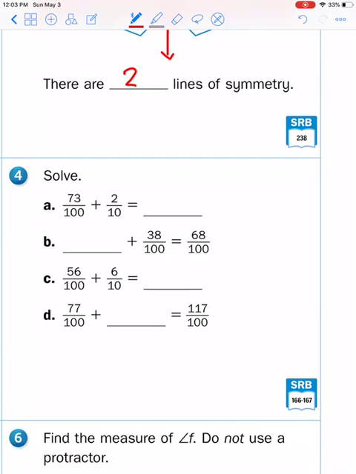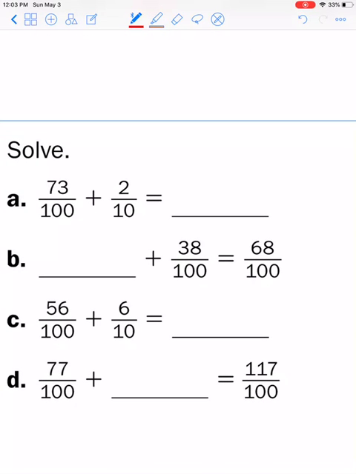Okay, 4 is adding fractions with unlike denominators. So to change the tenths to 100ths, you have to multiply by 10. So if I multiply this by 10, it's 100. If I multiply 2 by 10, it's 20. So 73 100ths plus 20 100ths is 93 100ths. Okay, our answer is in hundredths, so that's how we have to figure out what our denominator is.